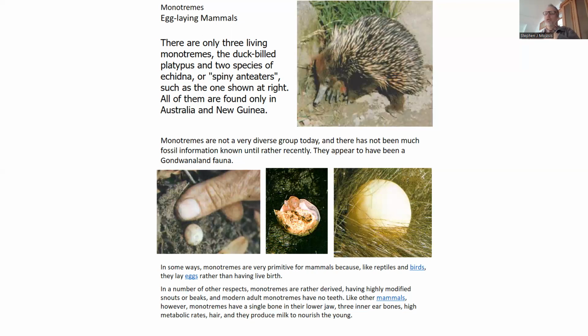They're very primitive because, like reptiles and birds, they lay eggs. Here are examples of some of their eggs. I mean, the eggs are small, about thumbnail size. They're quite delicate creatures, and they're also highly derived. They have high snouts or beaks. Adult monotremes have no teeth. They have a single bone in their lower jaw, nevertheless, 3 inner ear bones, high metabolic rates. They have to eat a lot of food. So they just are transition mammals.